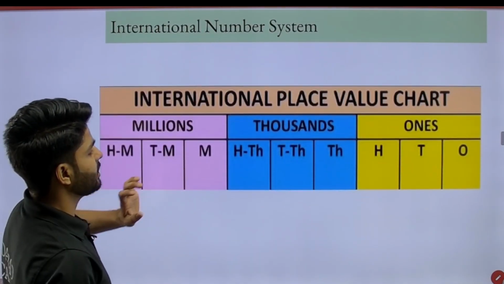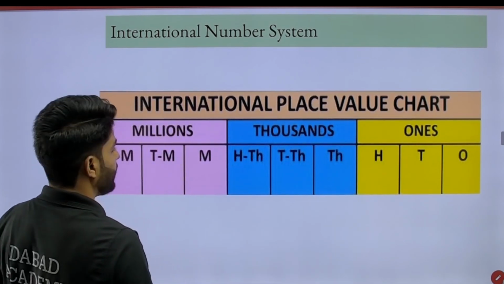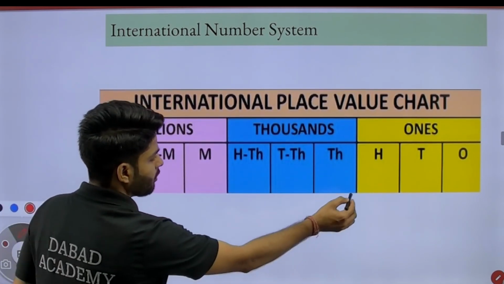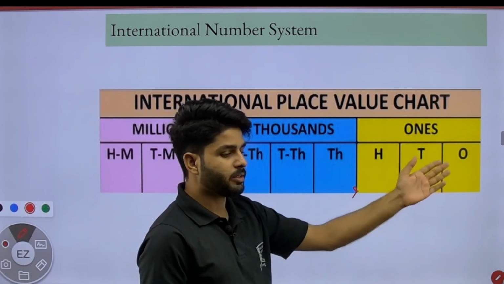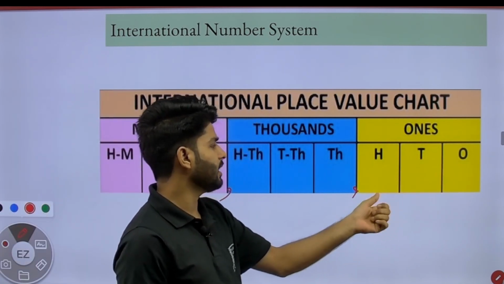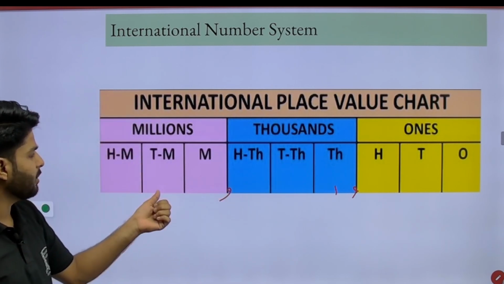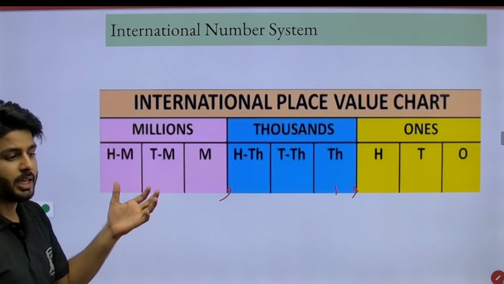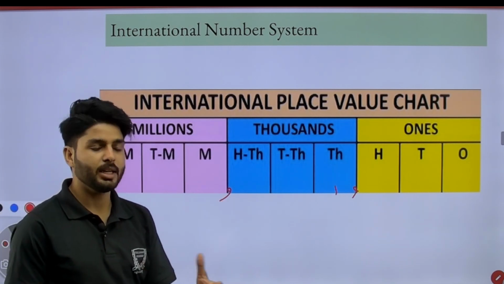In the international system we put commas after every 3 digits, like ones, tens, hundred, we put a comma, then we have thousand, then we have million. First we have ones, then tens, then hundred, thousand, then 10,000, then 100,000, then million, then 10 million. In the same way 100 million. This is the place value chart according to the international number system.